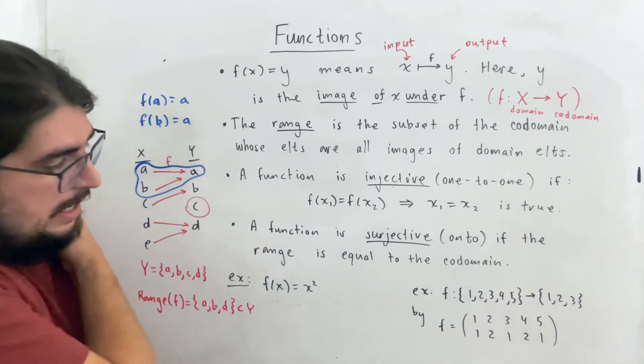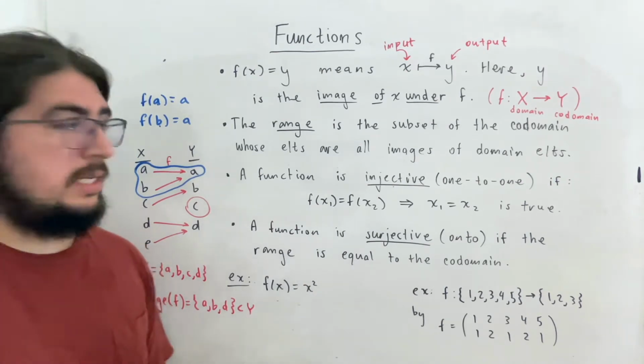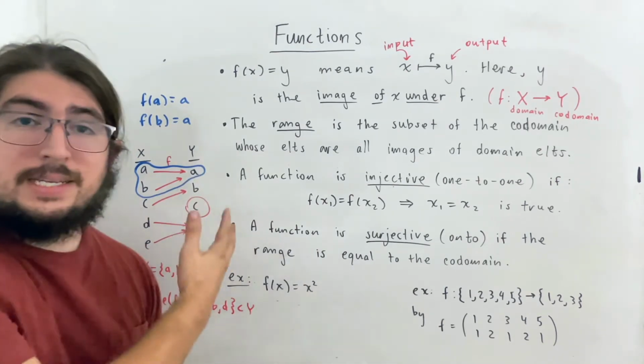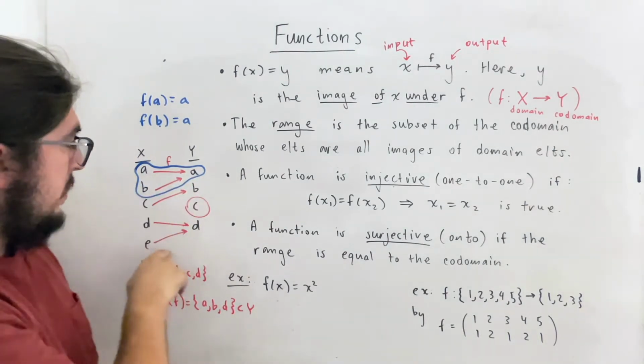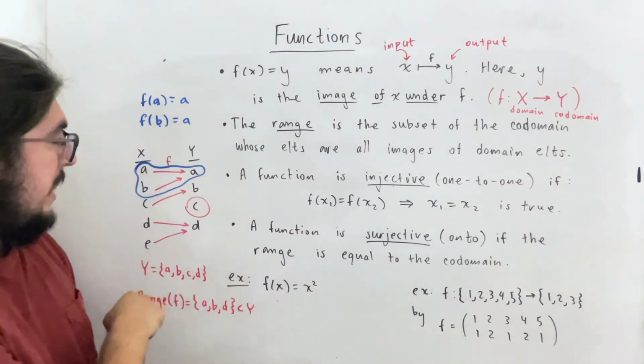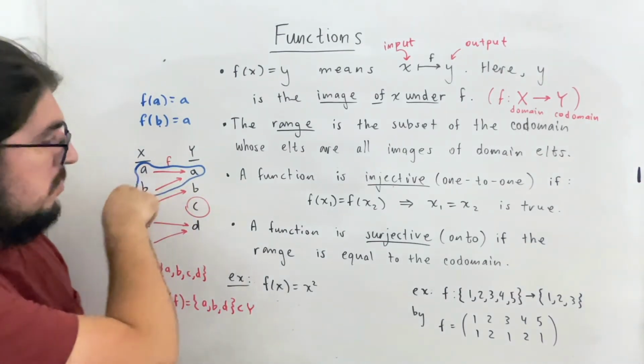Okay. A function is surjective, or onto, if the range is equal to the codomain. So everything in the codomain got hit from something. You could still have this happening, right? It's possible that, in fact, it would have to be the case here because you have more things in X than you have in Y. So you'd have to have at least two things go to one thing.